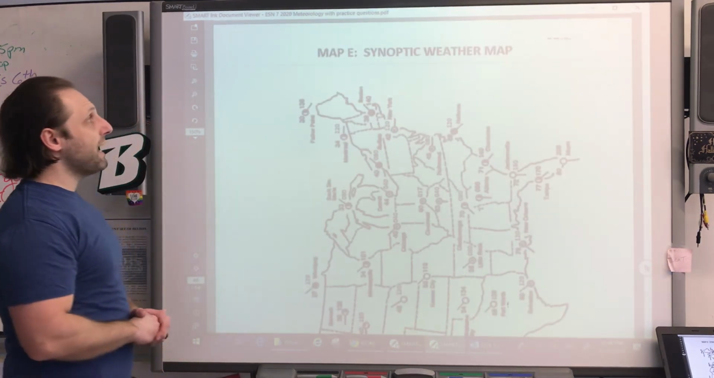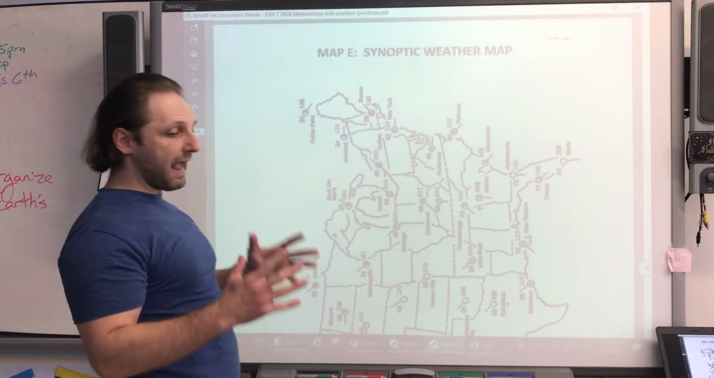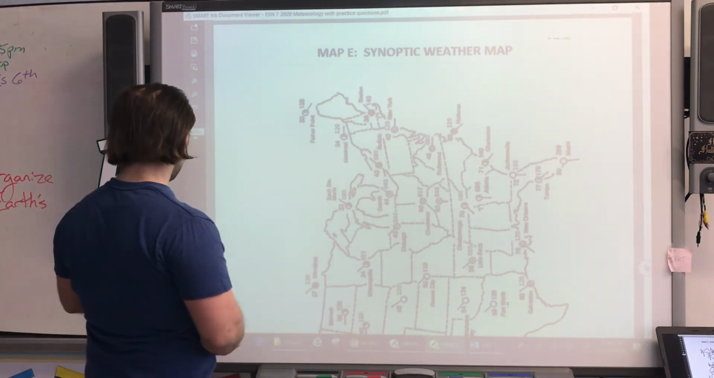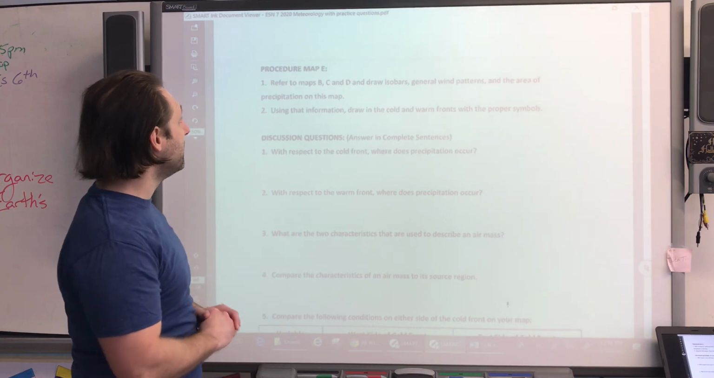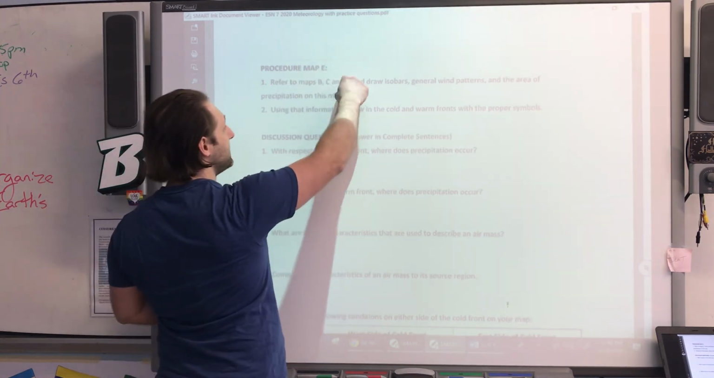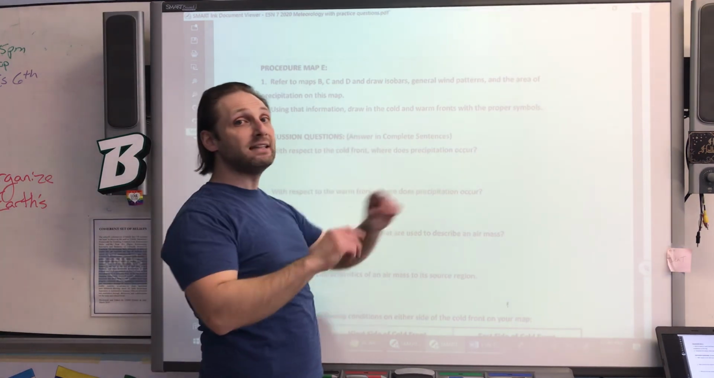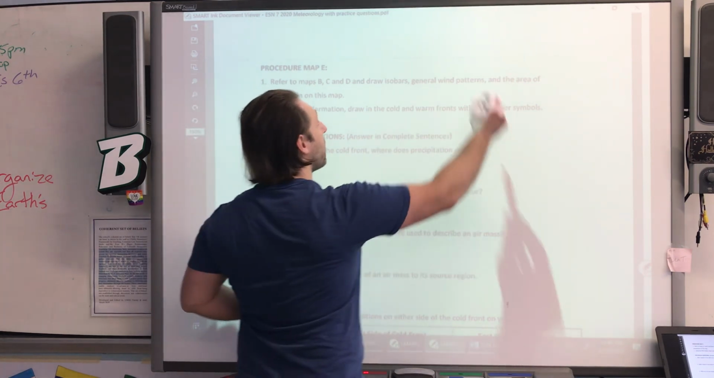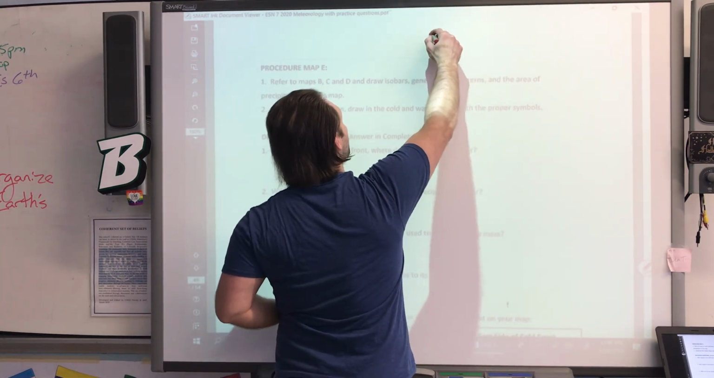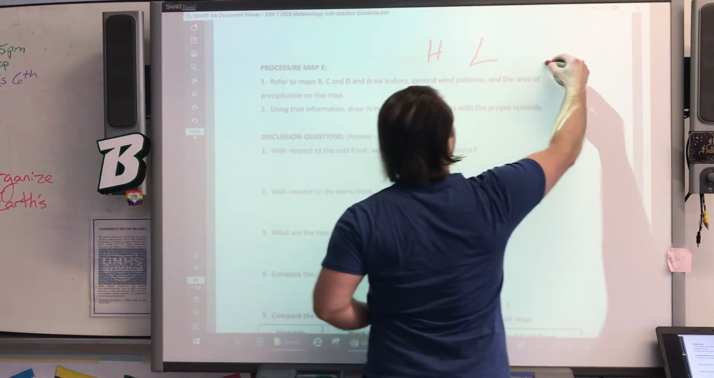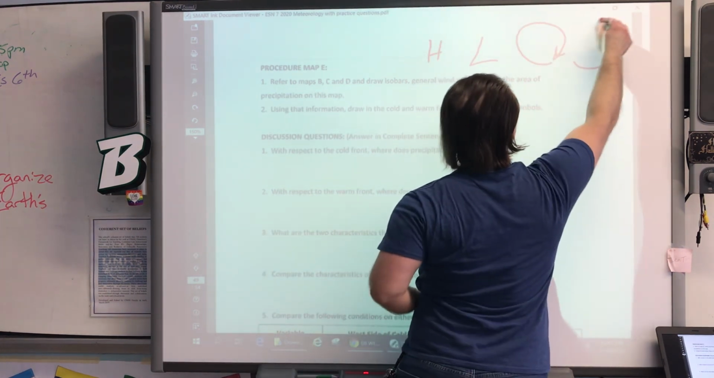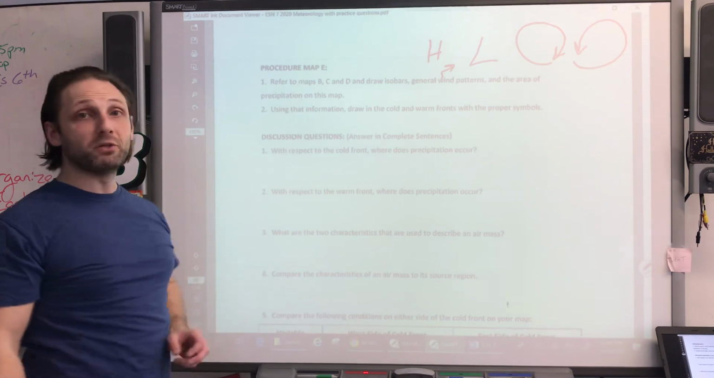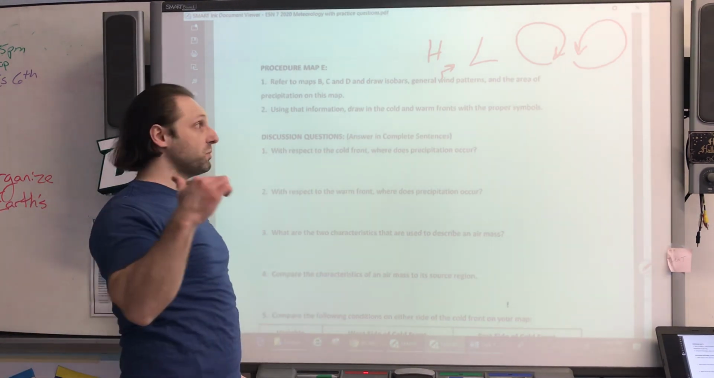Last but not least, Map E, synoptic weather map. So now we're going to be adding some of the other maps onto this map. Okay. Let's look at the instructions. Procedure map E, refer to maps B, C, D. You're going to copy onto this map your isobars and general wind patterns. So you're only going to be doing your high and low with either a large clockwise or a large counterclockwise for your general wind pattern. Okay? And the area of precipitation from the last map.